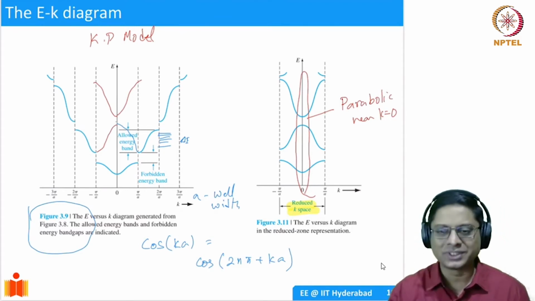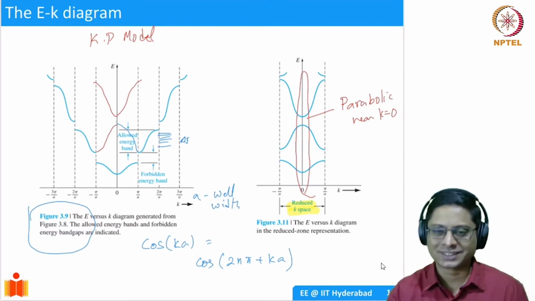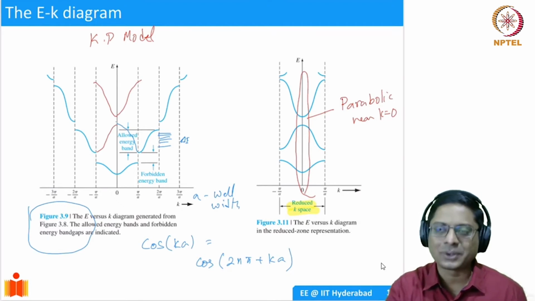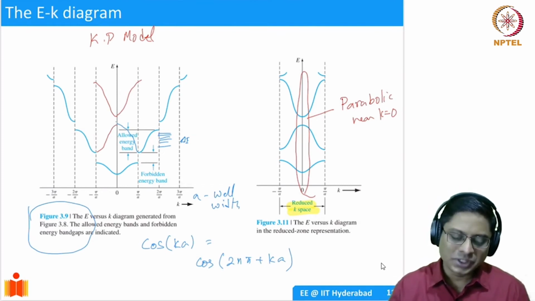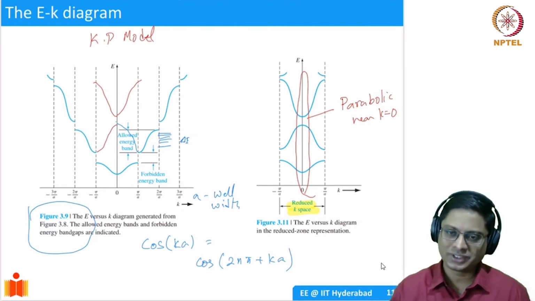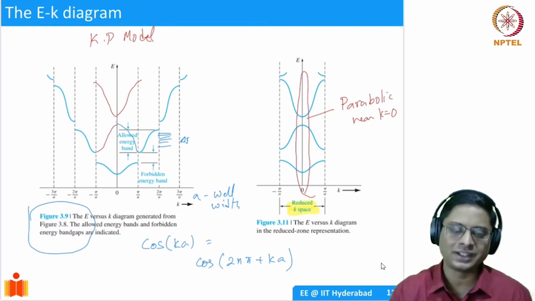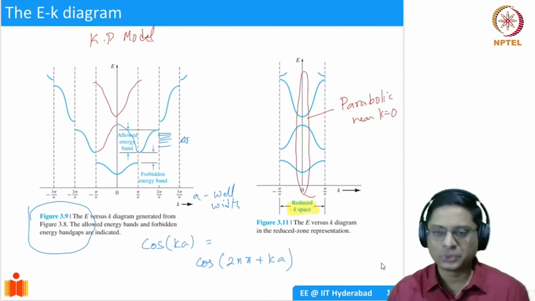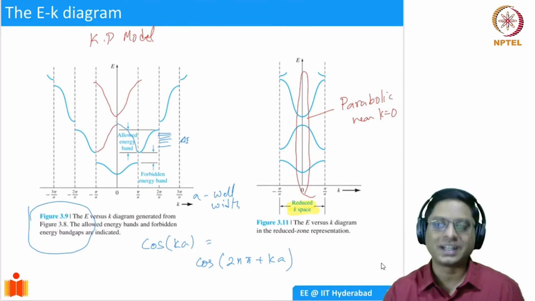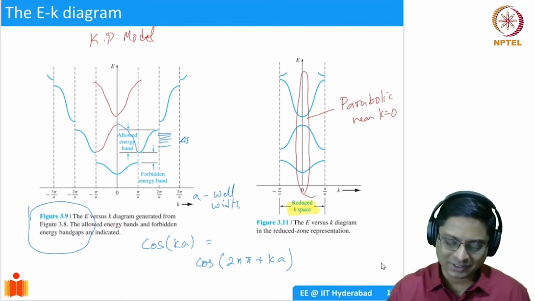I promise you, this is the summary of it. Even if you don't understand the entire process, it's okay right now. What I want you to take away is that you can represent the allowed energies in a semiconductor using these EK relations. In the next class, I'll talk a little bit more about EK relations, but we will use that to identify what is direct and what is indirect semiconductor. We'll do it in the next class.